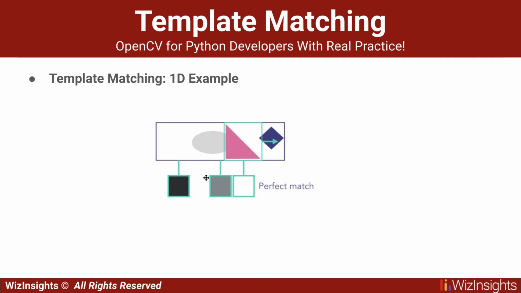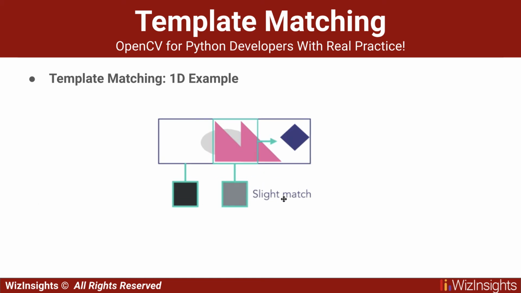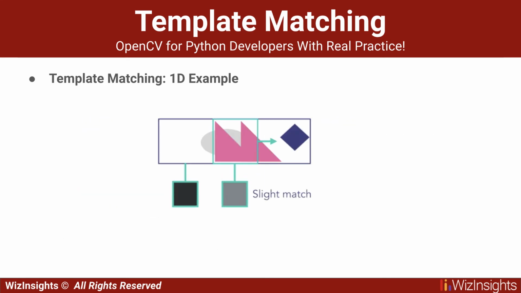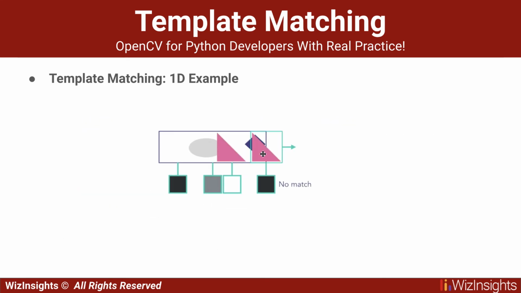Just to see here, here is a no match, here's a partial match, here is a perfect match, and then a slight match. And if you see here, then here is a no match.